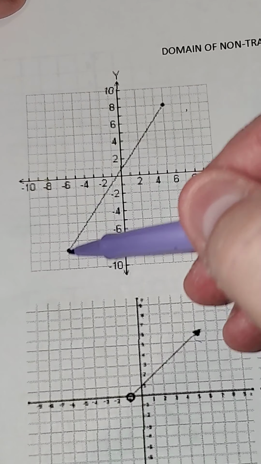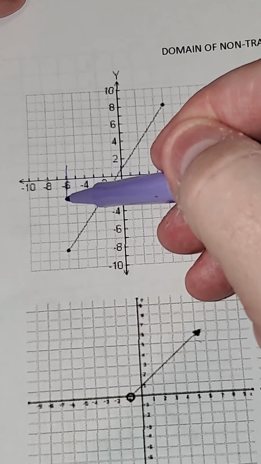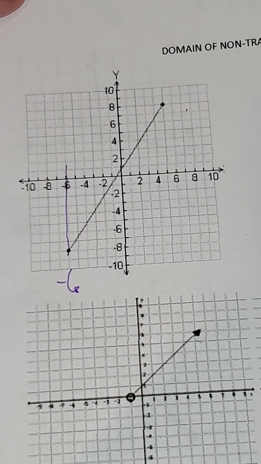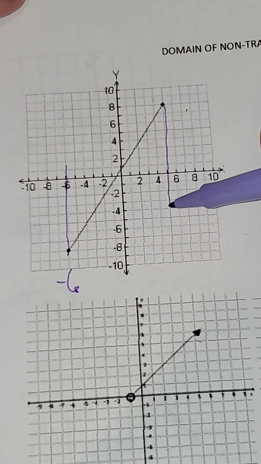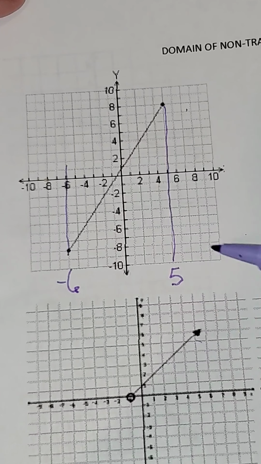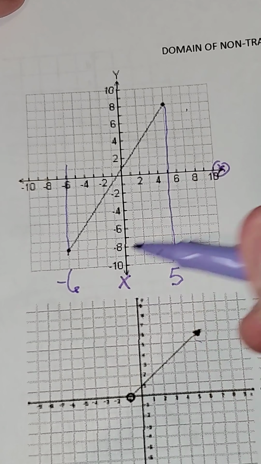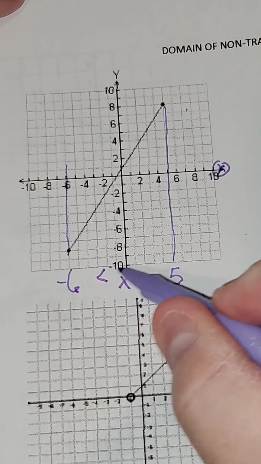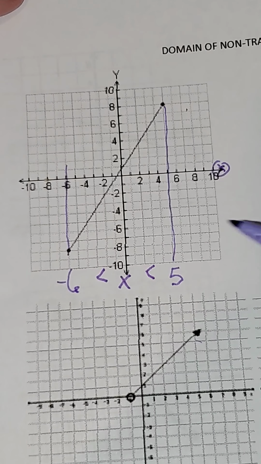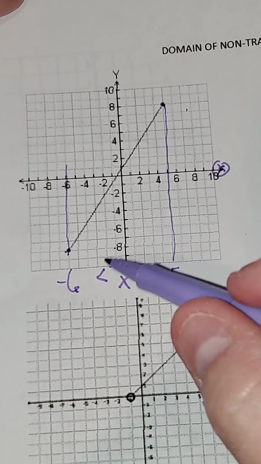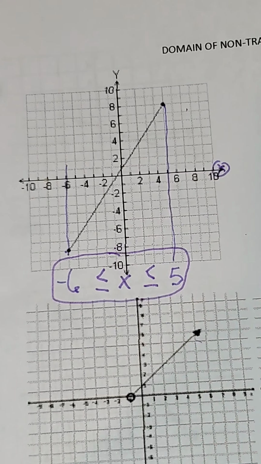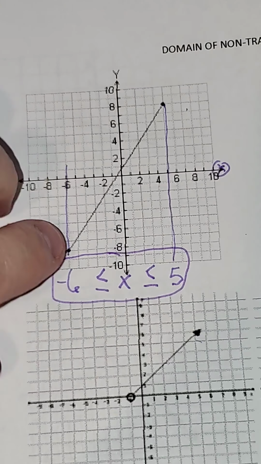So watch this. Notice that this dot goes through -6, and this dot goes through +5. We are dealing on the x-axis. If you will simply write your domain this way, both of these arrows point to the left, and since both of these are closed dots, they both get equal signs, and we are done with that domain. Okay?